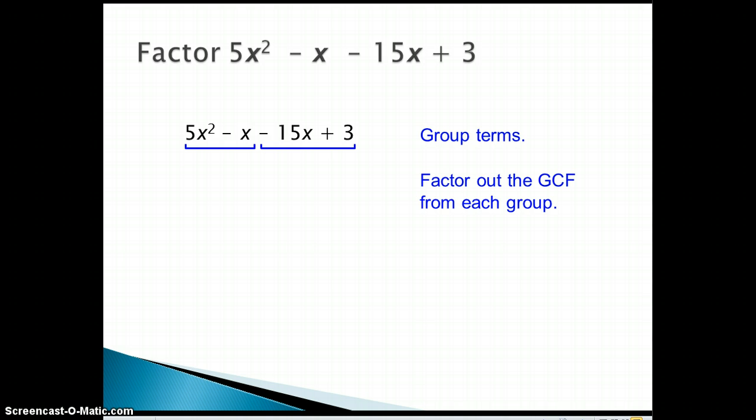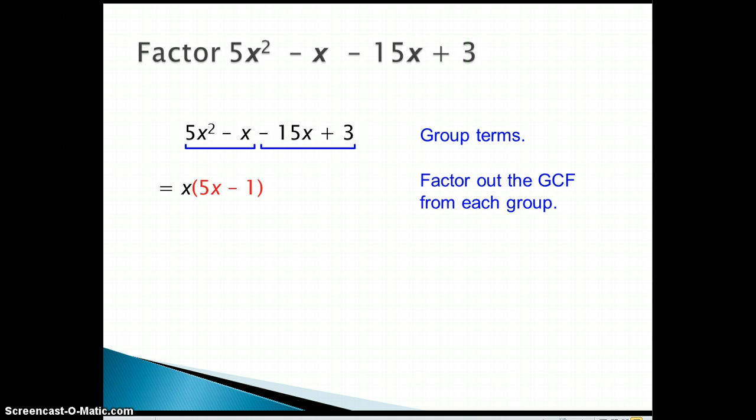So now we're going to factor out the GCF from each group. In the first group, notice that there's a coefficient of 5 and a coefficient of -1. Those do not have a common factor, so there won't be any coefficient to factor out, but they both have an x, so we can pull out an x. So that'll be our GCF for the first group. And then what can we multiply x by to get 5x squared minus x? Well, we would need a 5x to get the 5x squared term, and we would need a -1 to get the negative x term. So the first group has now been factored.